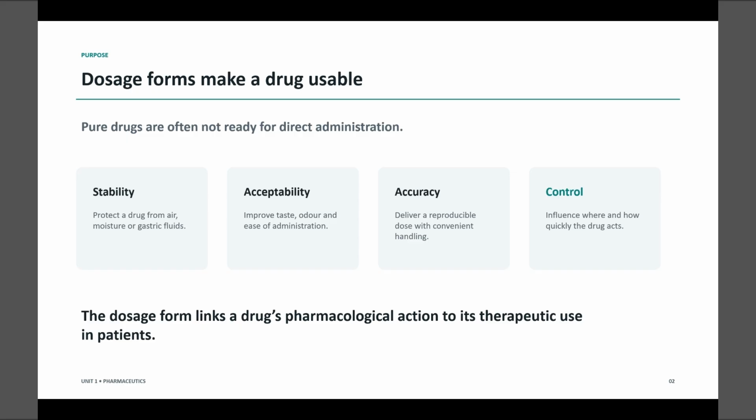To maintain a therapeutic effect as well as to release at the particular site, we have to convert into a different dosage form. In certain cases we need immediate action, and in such cases we convert into injections. In certain cases we need slow delivery, so we design a slow release or sustained release tablet. Hence the dosage forms are directly linked to the drug's pharmacological actions and its therapeutic use in patients.